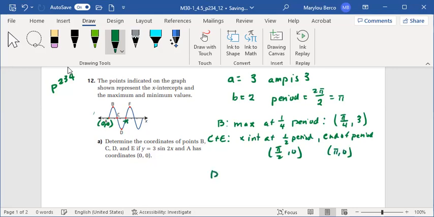For point D, it's a minimum, and that occurs at 3/4 of the period. So that will be the point 3 pi over 4, negative 3.